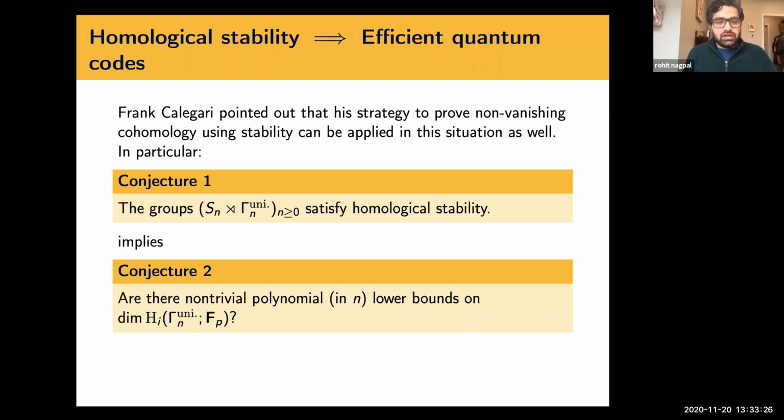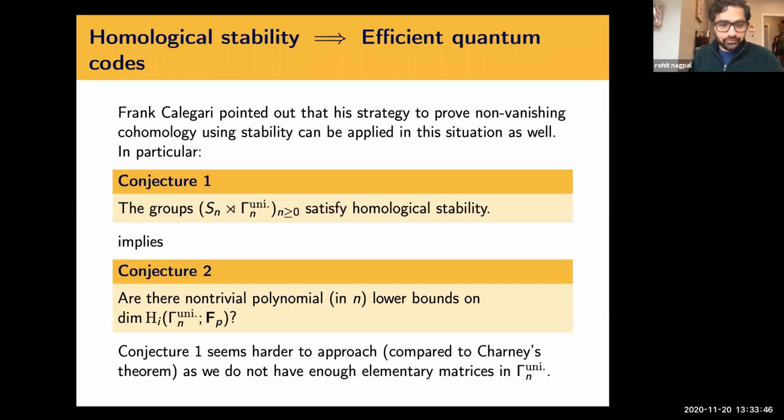I want to point out that this is much harder than Charney's result, for example, because we don't really have a lot of elementary matrices inside the unitary congruence subgroup. That's basically the problem here. Since we don't have elementary matrices, how do we even deal with such a case? Yeah, so that's the remark.